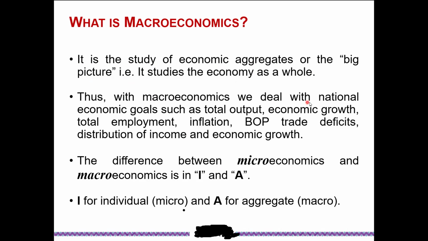Thus, with macroeconomics, we deal with the national economic goals, such as total output. This can also be called total production or aggregate output. It's basically the same thing. We're focusing on economic growth, total employment, inflation, balance of payments, trade deficit, and distribution of income. These are things that affect everyone in the economy. Hence, we are studying the economy as a whole. I hope you guys get that. Macroeconomics is the study of the economy as a whole, and micro is the study of the behavior of individuals in the economy.